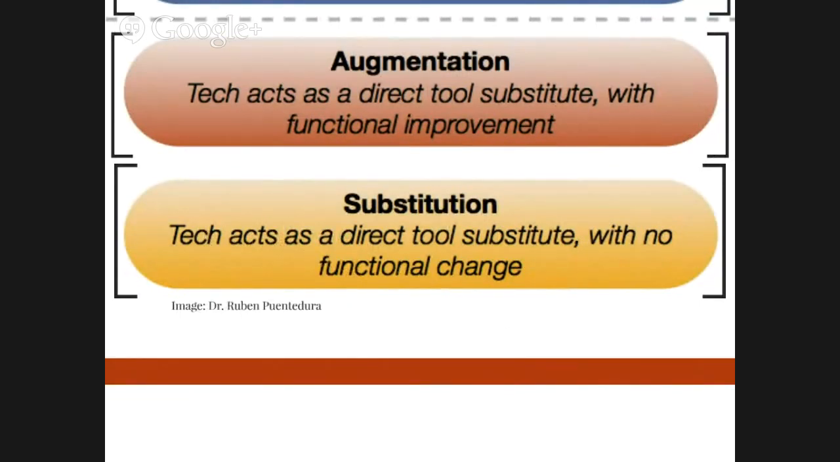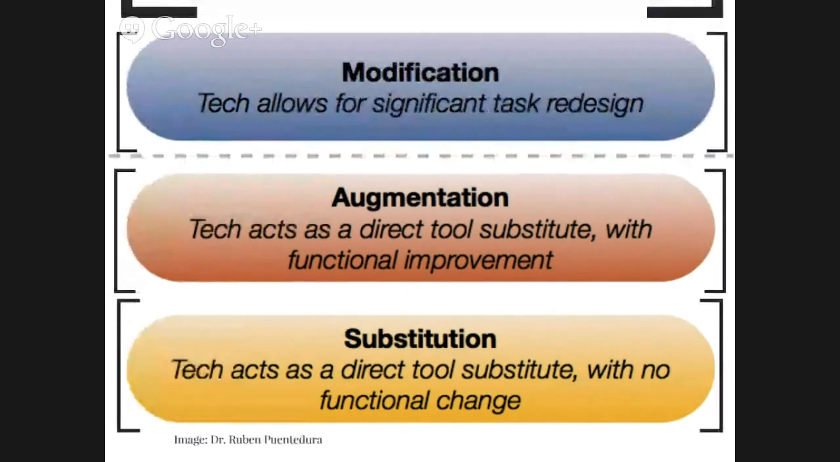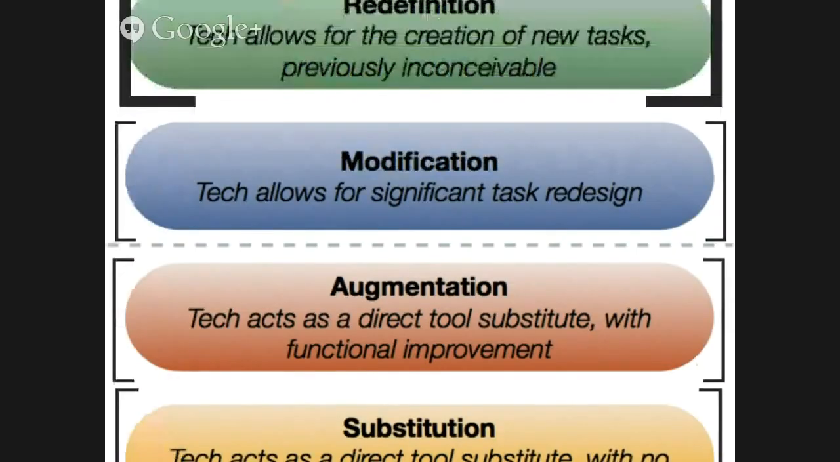So substitution, tech acts as a direct tool substitute with no functional change. That's okay. You can do that, but there's more to it. Augmentation, tech acts as a direct tool substitute with functional improvement. So changing things like when I'm using the smartboard for writing math and I run out of space and I just hit extend page, that's augmentation, right? I can't extend this anymore, but it's not changing what I'm doing. It's still a whiteboard. It just happens to be a more flexible solution for using a whiteboard.